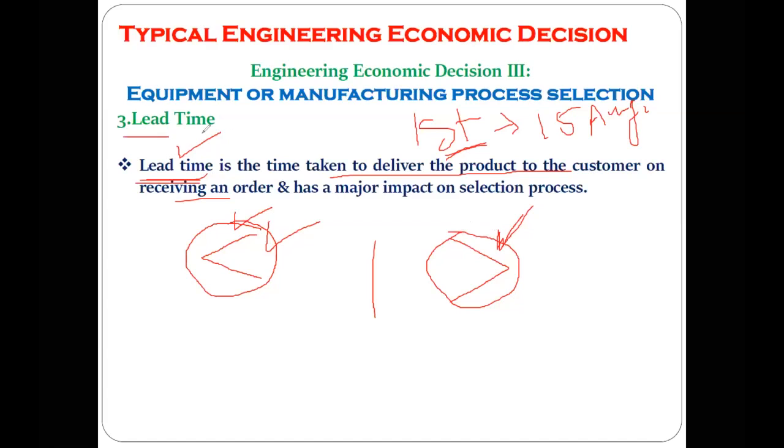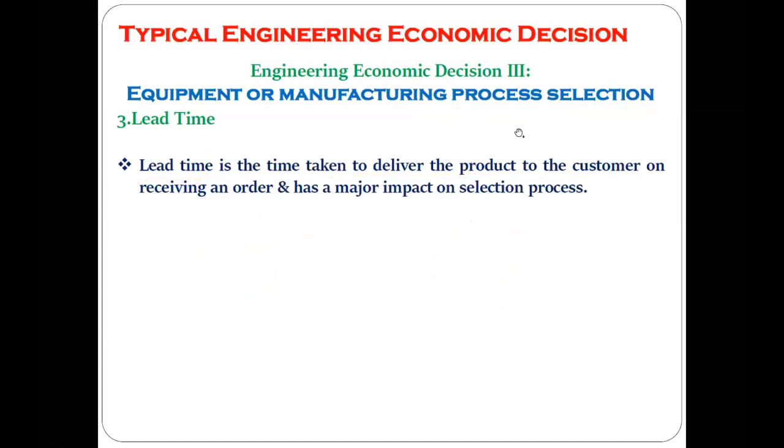So that is nothing but the lead time. That also helps engineers in equipment selection, manufacturing process selection or machinery selection, to take decisions related to the equipment or machinery. Understood this? Yes, sir. So this is the third engineering economic decision, related to equipment or manufacturing process selection. On the basis of which factors can this decision be taken? Which are the three factors on the basis of which the decision can be taken?